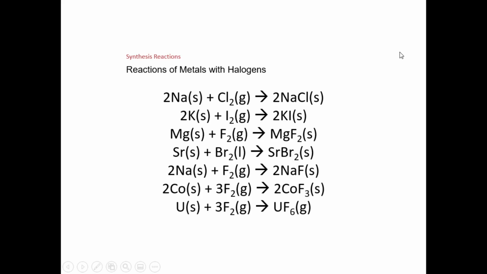Here are some other synthesis reactions. These are all forming salts of halogens. So sodium and chlorine gas forms our sodium chloride. We saw that one. Potassium and iodine forms potassium iodide. So all these, we have two things coming together to form a compound. So smaller substances forming something bigger.